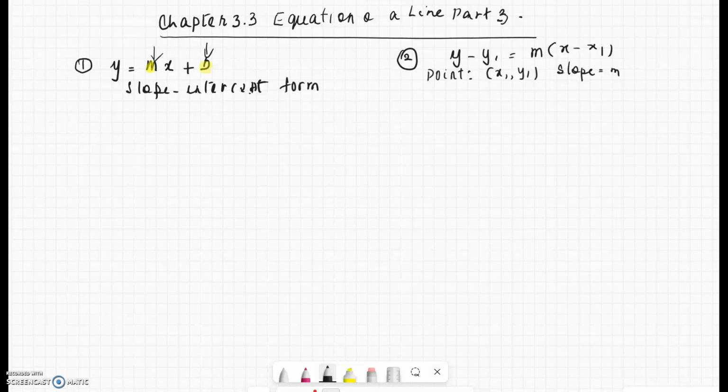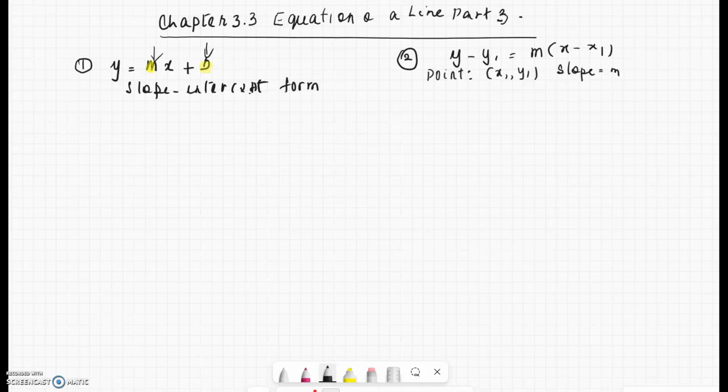Now, given the slope and the intercept, it's the first equation. Given the point and the slope, then plug in the point x1, y1 and the slope into the equation, and of course you can put it in the slope-intercept form, any form that you want at the end.